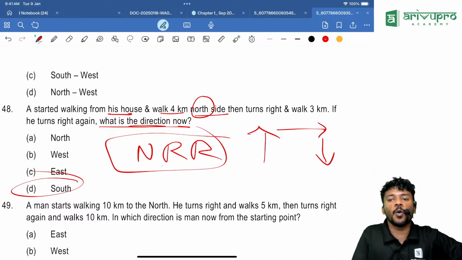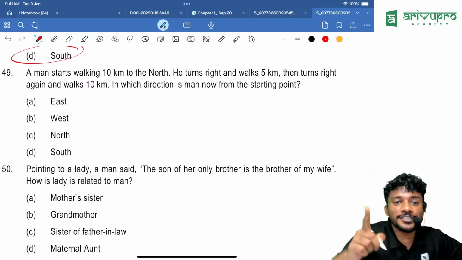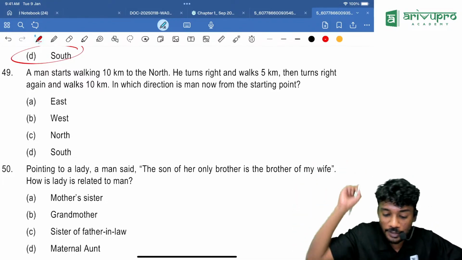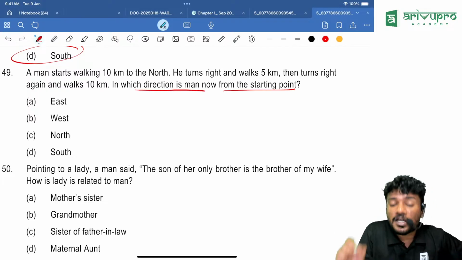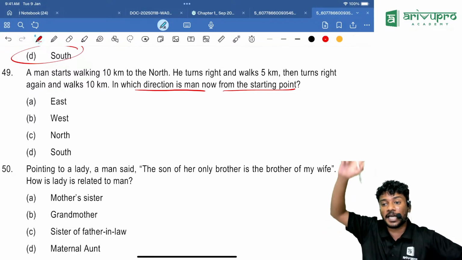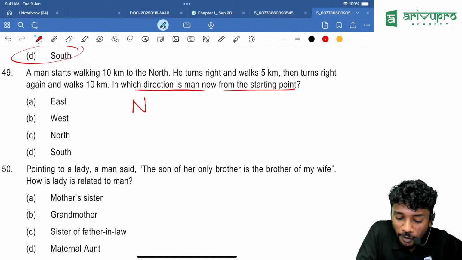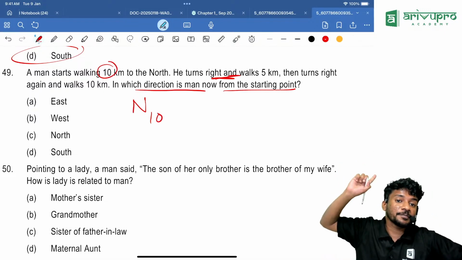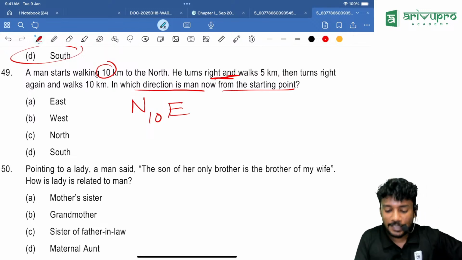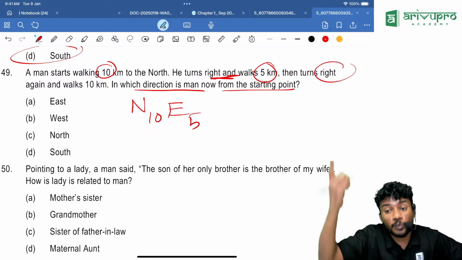You will understand it clearly. Okay. Next one. A man started walking 10 kilometers towards the north direction. Now we will check in which direction is he from the starting point. That means which type? Type 2 question. We solved. Now, initial direction is what? North. How many kilometers? 10. Right of north is what? East. That is how much? 5 kilometers.